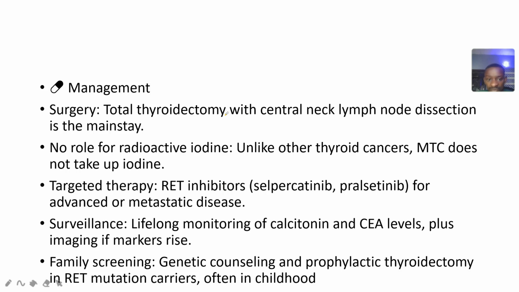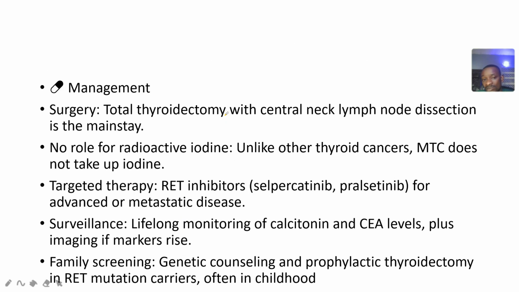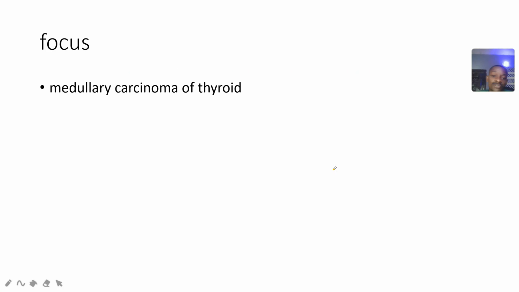So management is surgery, you just totally remove the thyroid out, thyroidectomy. And basically that's it. So RET inhibitors like what? Selpercatinib or pralsetinib. Then lifelong monitoring of calcitonin levels.